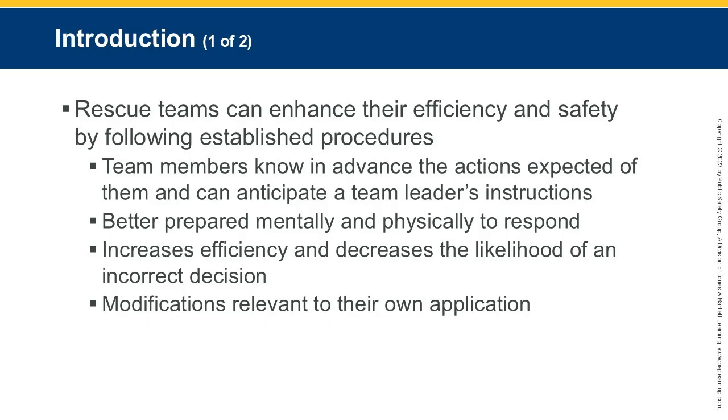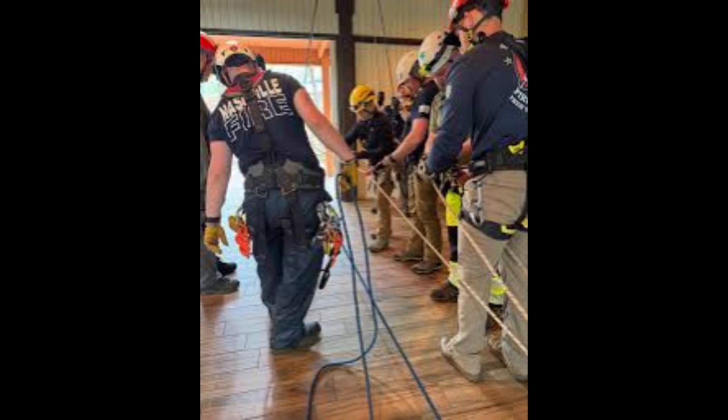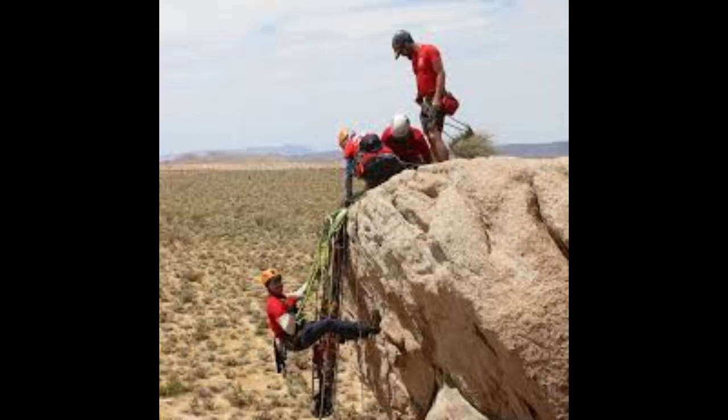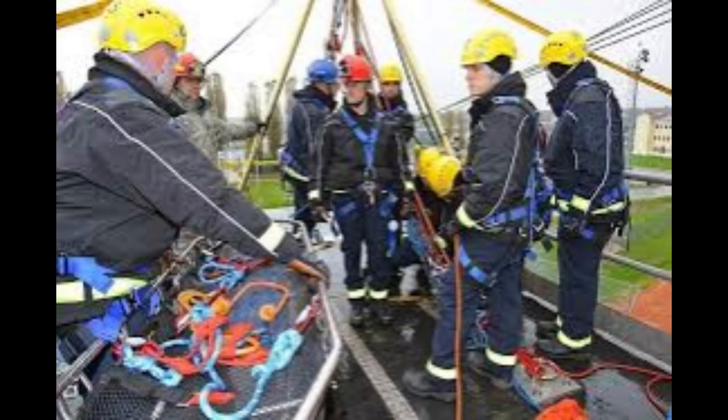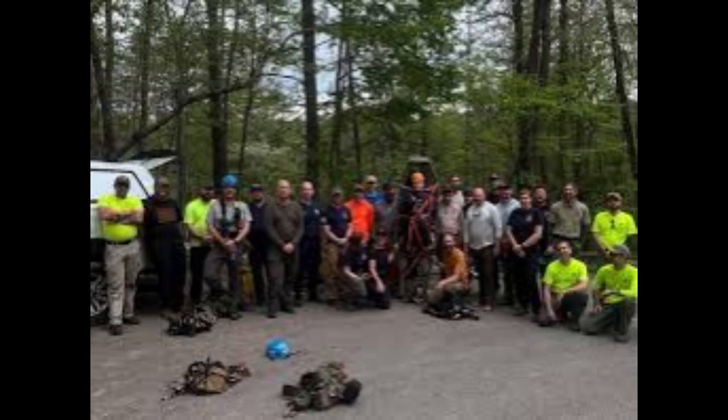In rope rescue operations, efficiency and safety aren't just buzzwords, they're lifelines. Following established procedures gives your team a huge advantage. When everyone knows what's expected, you can anticipate your team leader's instructions, which makes your response faster, smoother, and safer. Think of it this way. If everyone knows the playbook, the team can focus on executing it, instead of trying to figure it out mid-rescue. You'll be better prepared mentally and physically, able to respond calmly under pressure, and less likely to make critical mistakes that could compromise the operation.